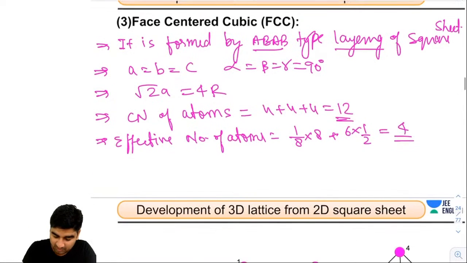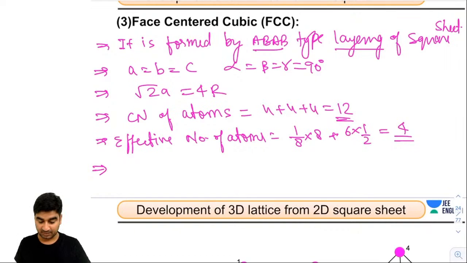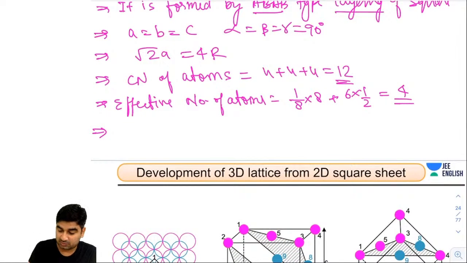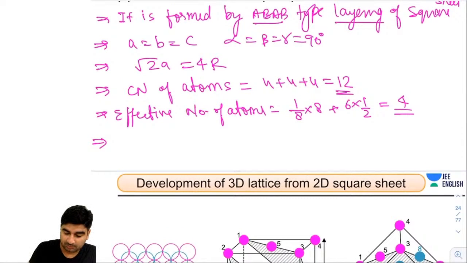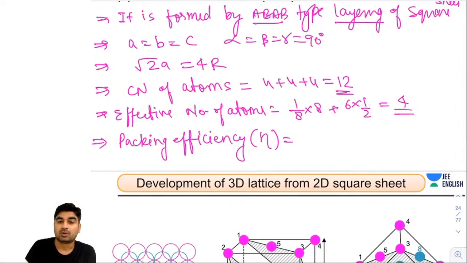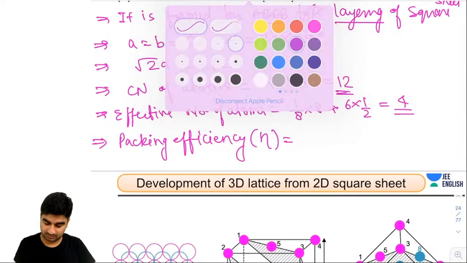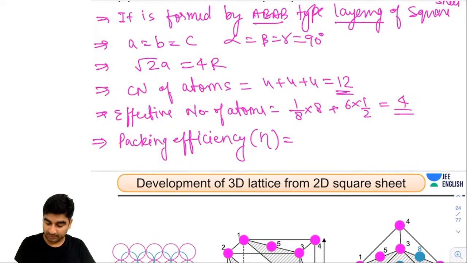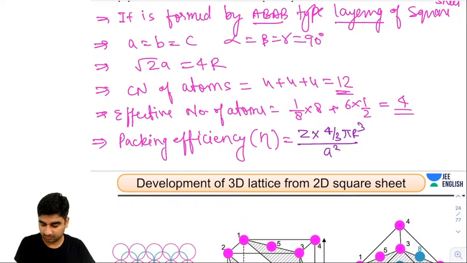Right? So now I'm moving. Yes, guys. Can you tell me the density or packing efficiency? Yes. What is packing efficiency, guys? Tell me. So volume occupied, it would be Z into volume of one atom over total volume. Volume occupied by molecule divided by total volume. Right?